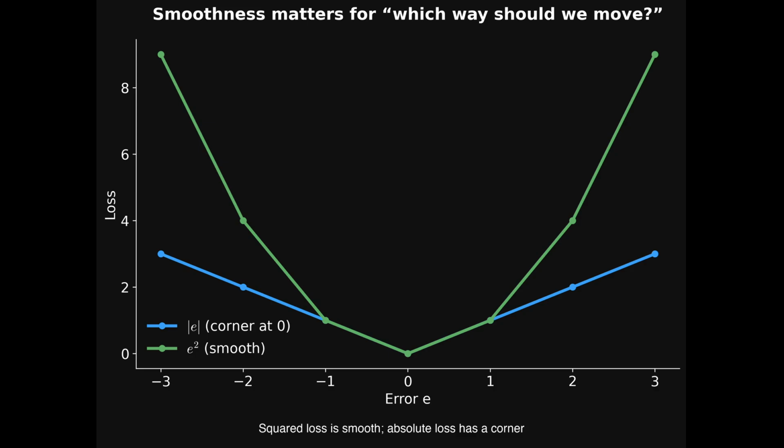So why is squared error such a common default? One reason is smoothness. The squared penalty has a clean slope everywhere, including at 0. Absolute value has a sharp corner at 0, which makes the idea of a single best direction to improve a little more subtle. We're about to invent gradient descent, and smoothness will make that invention feel inevitable.